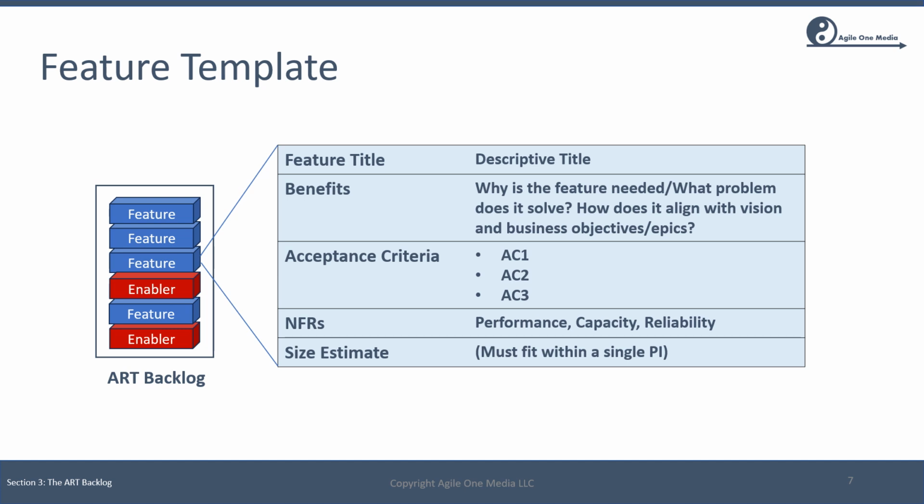NFRs, non-functional requirements, these are things like performance, capacity, reliability, regulatory constraints, and so forth. And then finally, some initial size estimate, and obviously we don't have a real estimate for the feature at this point. So this can be a coarse-grained estimate, perhaps simply small, medium, and large, at least confirming that the feature can be deliverable in a single PI.